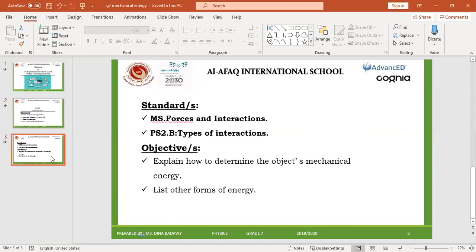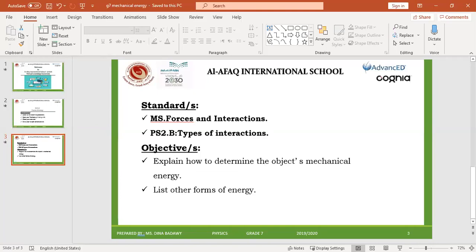Our standards: MS forces and interactions, BS2B types of interactions. Our objectives: explain how to determine the object's mechanical energy, and list other forms of energy.